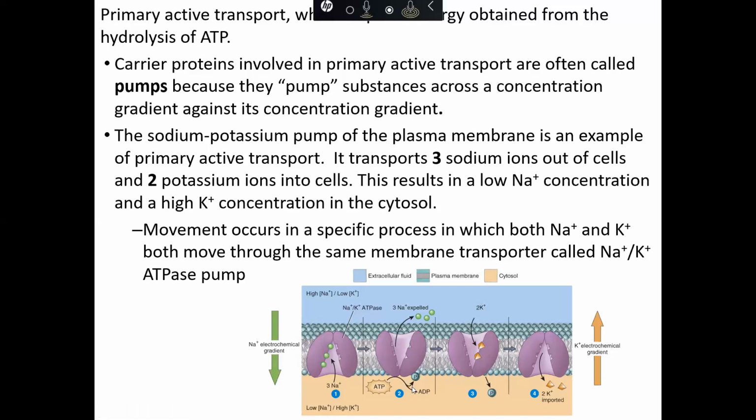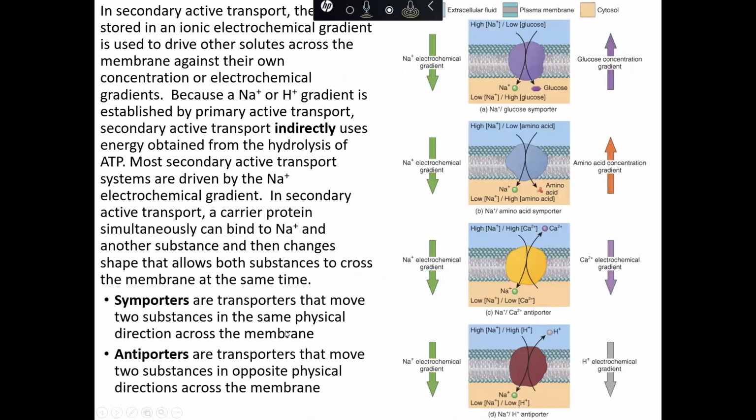Now the importance of this, we'll see a lot of when we talk about neurons. But for right now, this process is going to drive secondary active transport. In secondary active transport, energy stored in ionic electrochemical gradients is used to drive other solutes across the membrane against their concentration or electrochemical gradient. Because a sodium or hydrogen ion gradient is established by primary active transport, secondary active transport indirectly uses the energy obtained from the hydrolysis of ATP.